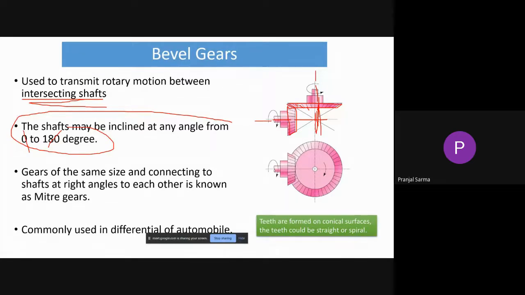Whenever there are gears of the same size connecting shafts at right angles to each other, there is a special name for this particular bevel gear, as you might have gone through previously. We call this a miter gear.